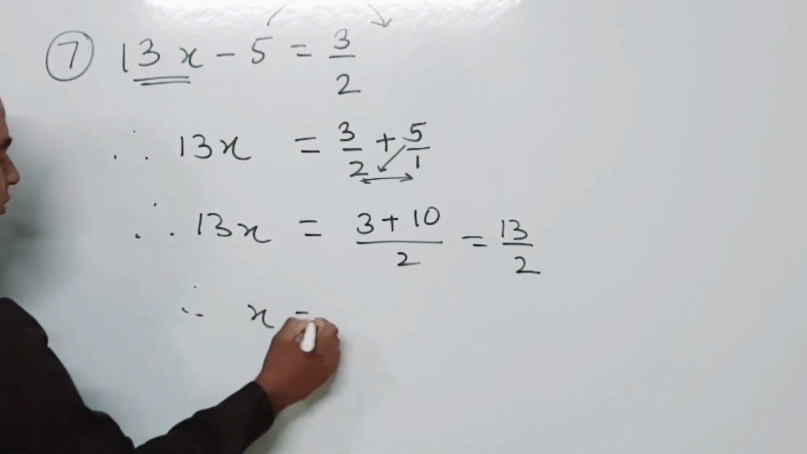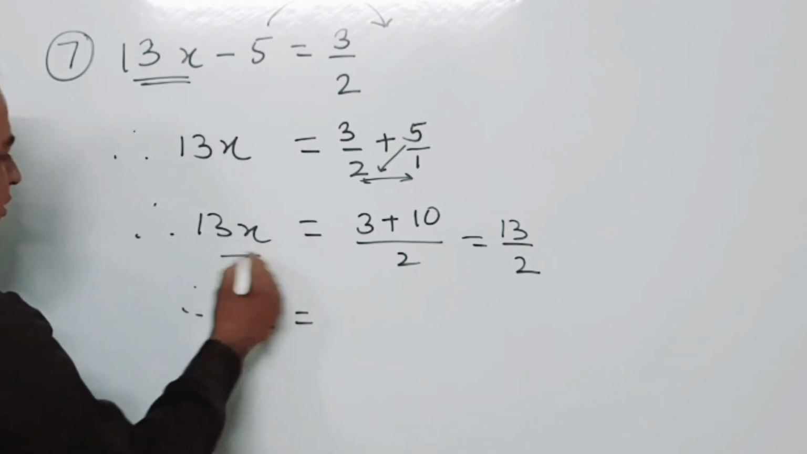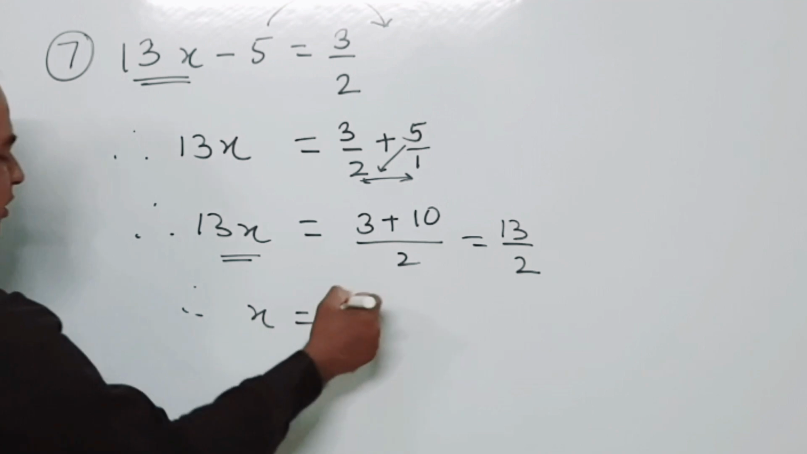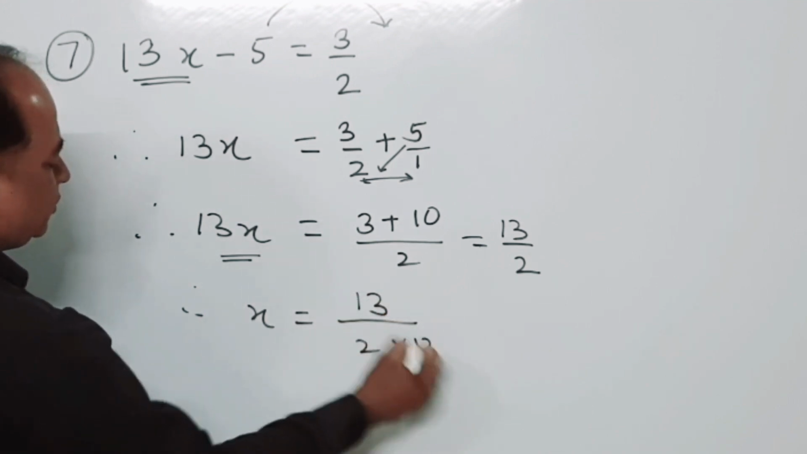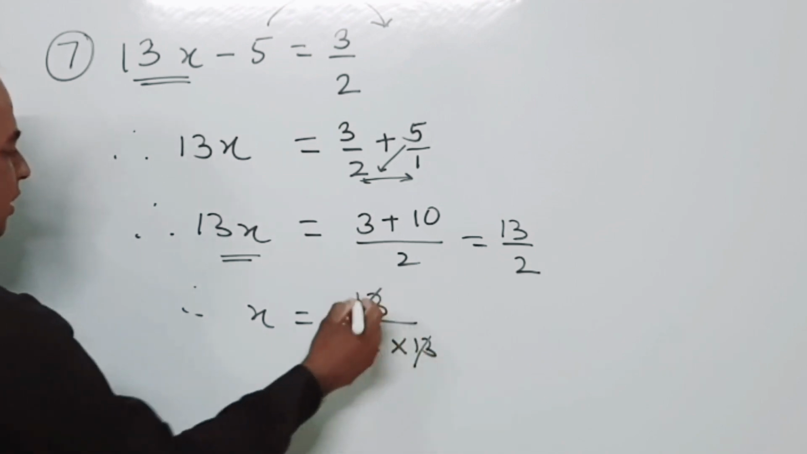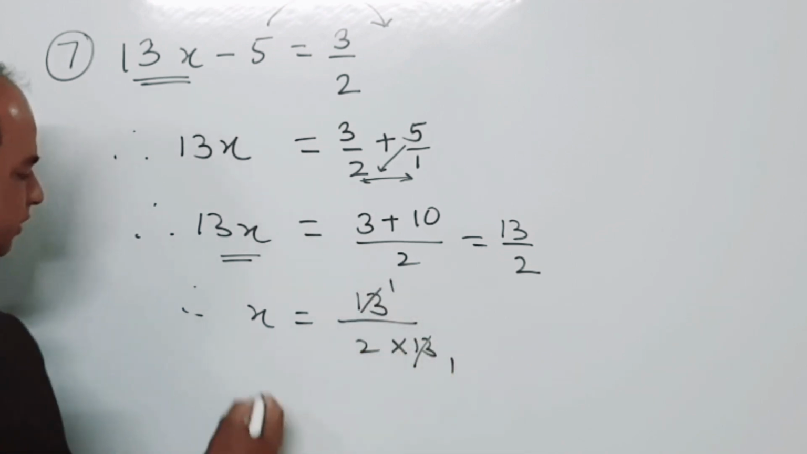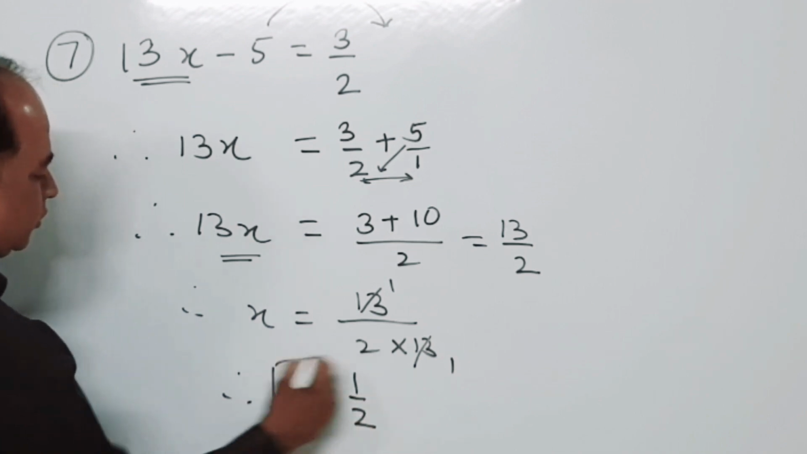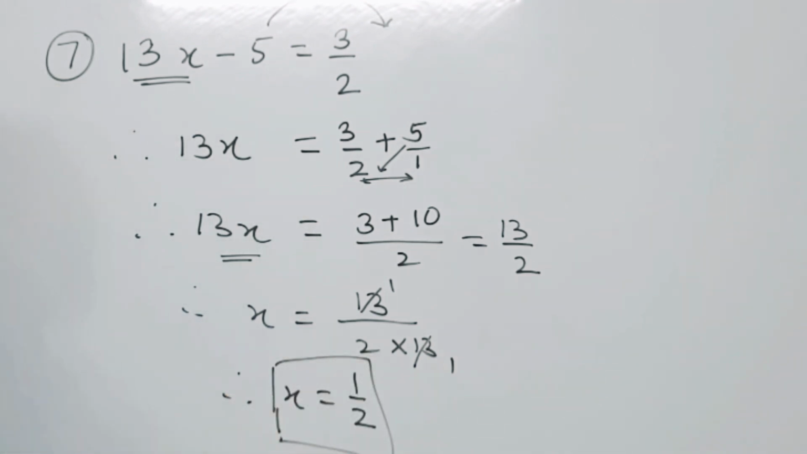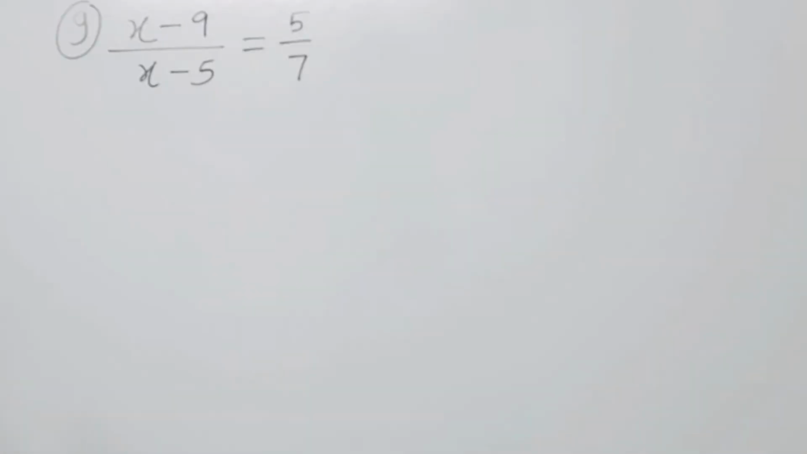Therefore, x is equal to, this is 13 into x. So take 13 to the right hand side. It will get divided, 2 into 13. 13 will get cancelled. 13 ones are 13, and x is equal to 1 upon 2 is the solution of the equation.